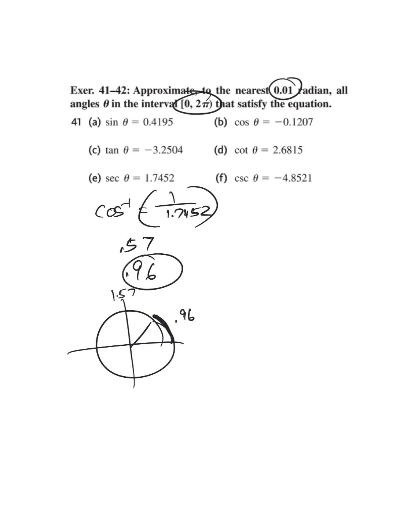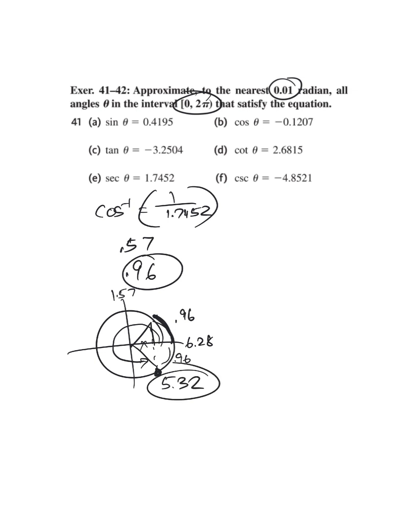And cosine, we're doing the x. So this is the x value. So that's the same value there. So how do we get to there? We got to go all the way around to that point. So how do we get that? We just take 6.28 and we minus the 0.96 that's right here. 6.28 minus 0.96. And we get 5.32.